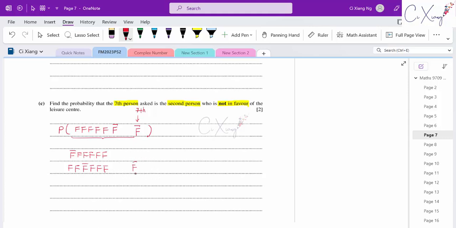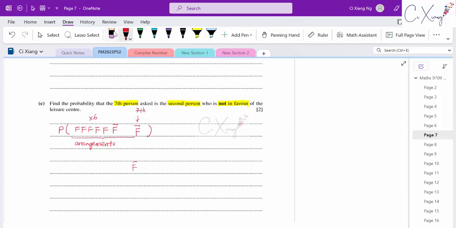7th person is the second person who is not in favor. We need to consider the arrangement for the first 6 persons. Okay, you can try to list out if you want, but in general we are having 5 in favor and 1 not in favor. The arrangement can be quite simple, where the not in favor becomes the 4th person or 5th person. The not in favor can be the 3rd person. Okay, the not in favor can be the 2nd and 1st person. So if you try to arrange here, basically you are having 6 results.